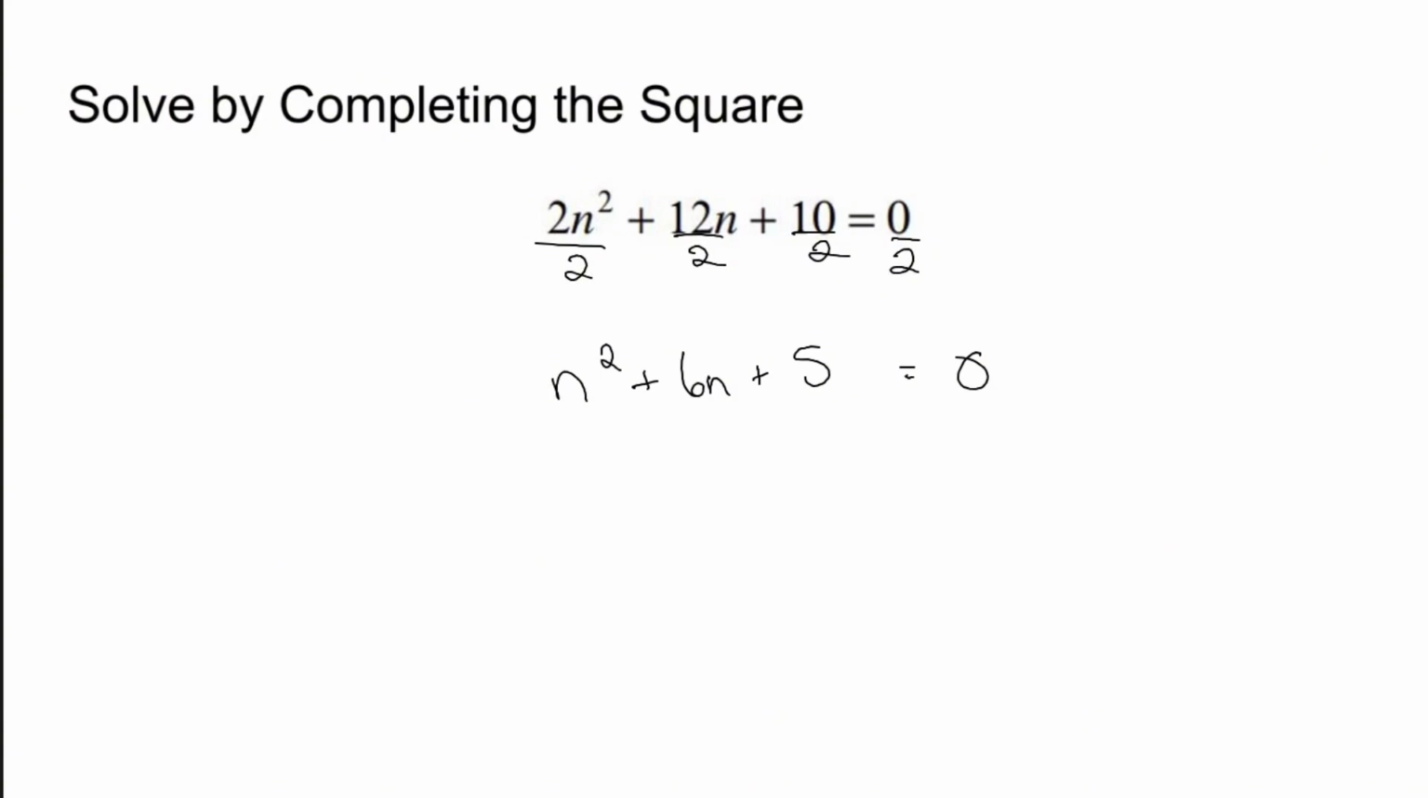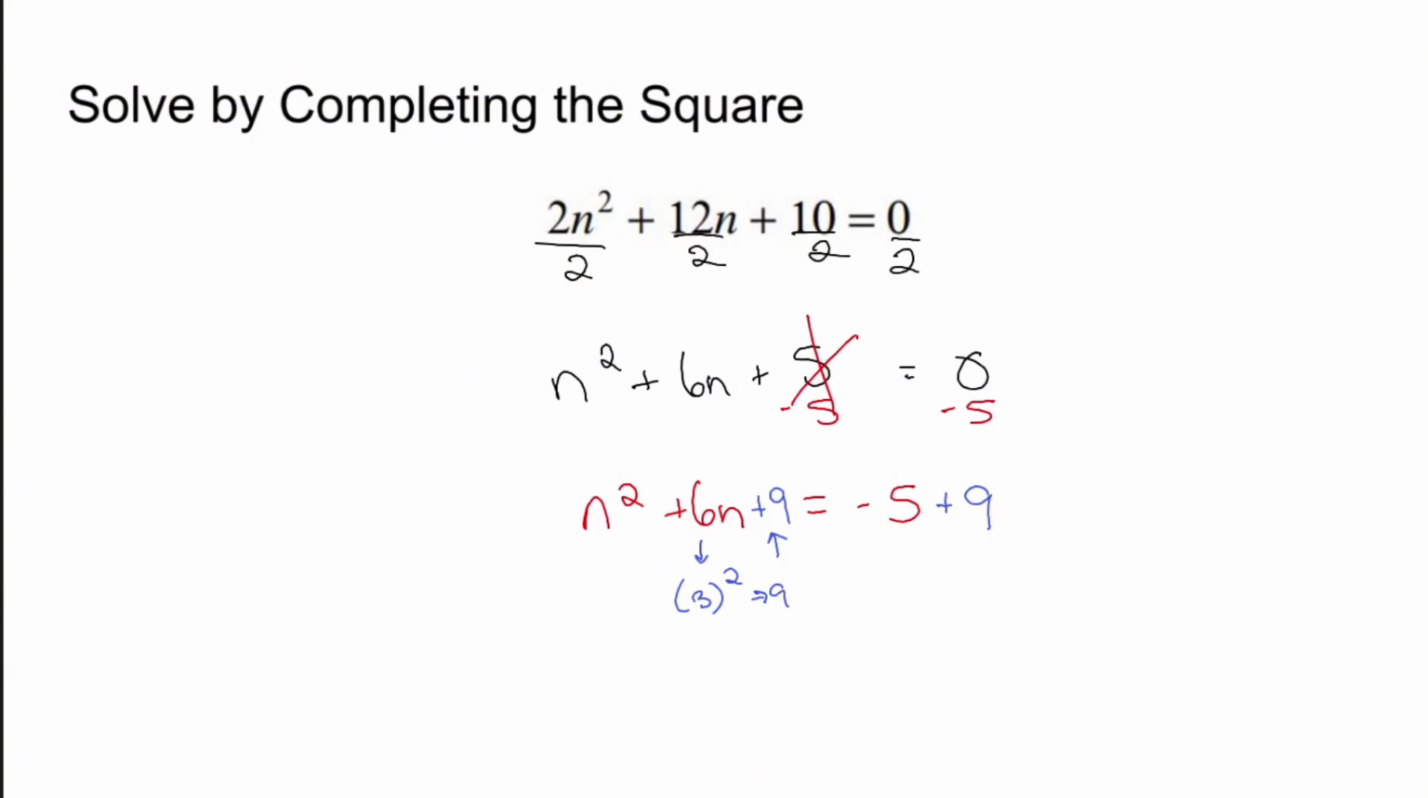The second thing we need to do is get rid of the constant on the left. So subtract 5 and subtract 5. Now we have n squared plus 6n equals negative 5. Now that we have all those things changed and moved, take half the number in front of n, which is 3, square that, which is 9, and add that to both sides. So plus 9 and plus 9.